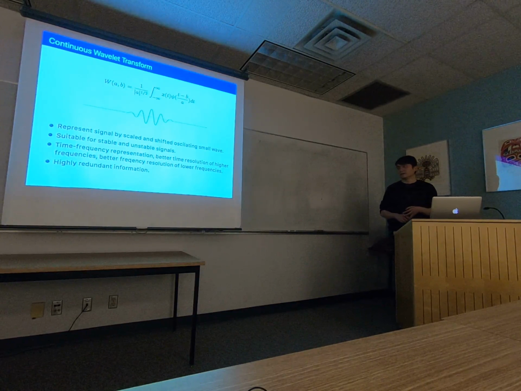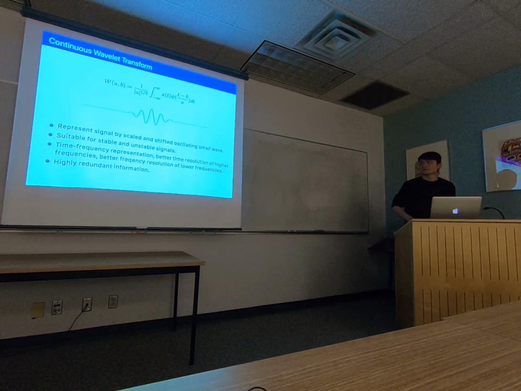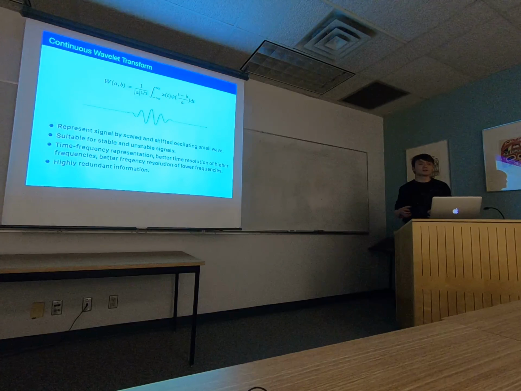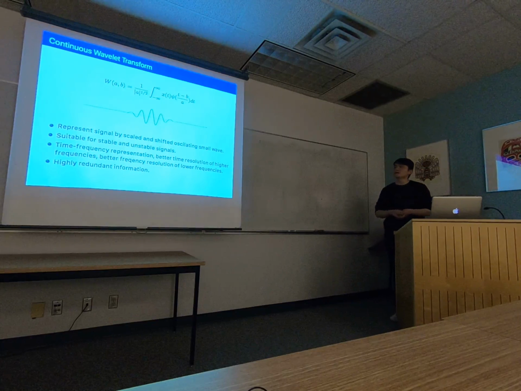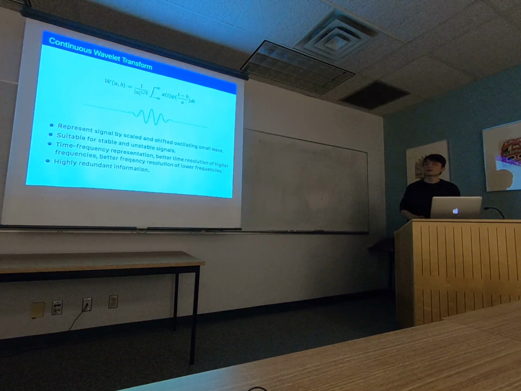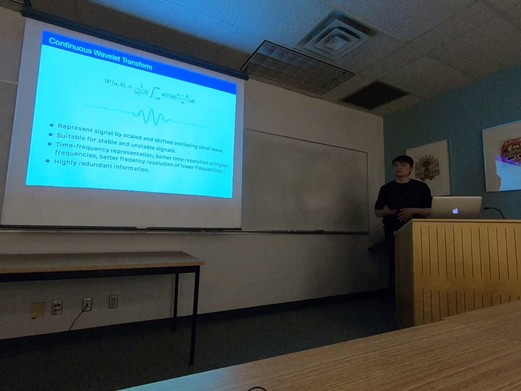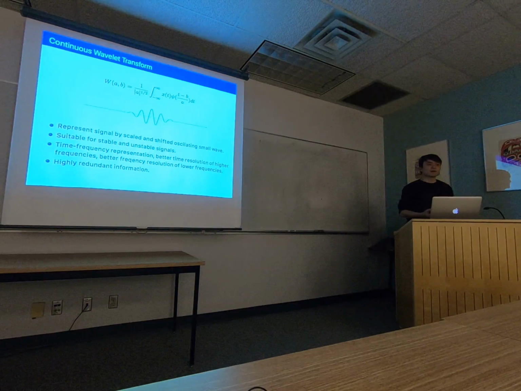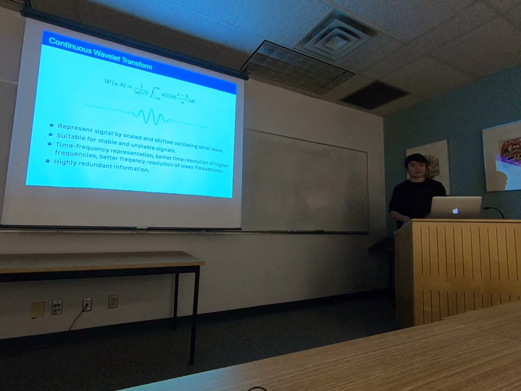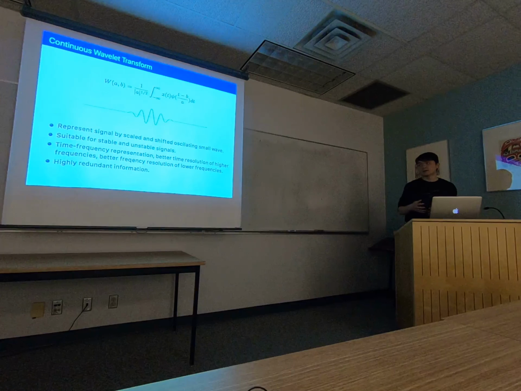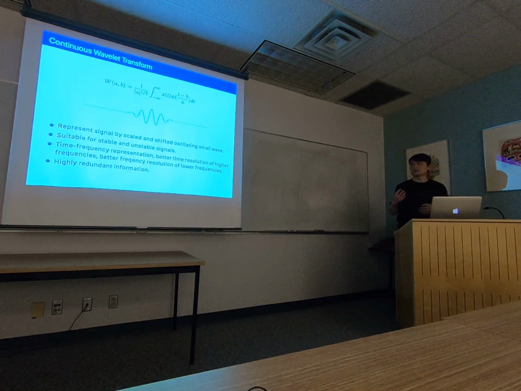Like we did in the Fourier transform, for the Wavelet transform we just choose a scale factor. Say the formula has two parameters: A is the scale factor and B is the translation factor. So to do a Wavelet transform, we choose a scale factor and do a convolution with the input signal. Then we get a result as a function with respect to the translation factor.